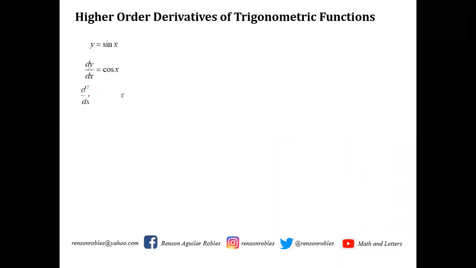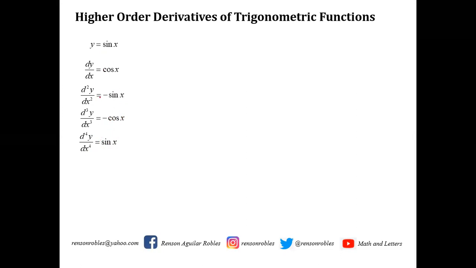that will give you the second derivative of y in terms of x, which is equal to the derivative of cosine x, which is negative sine x. The third derivative is equal to the derivative of negative sine x, and that will give you negative cosine of x. Then differentiating this, you'll have the fourth derivative of y in terms of x, which is equal to sine x. You will now observe that the fourth derivative of y is equal to the original function y equals sine x.